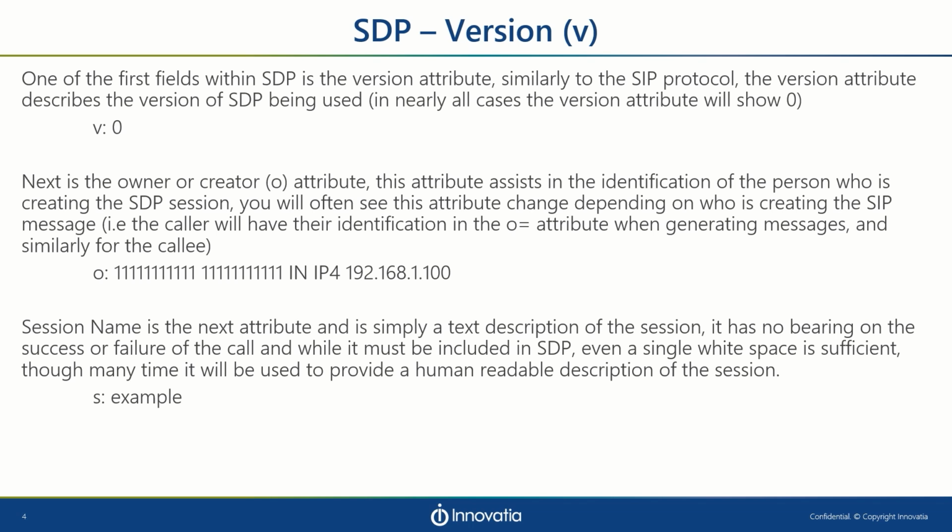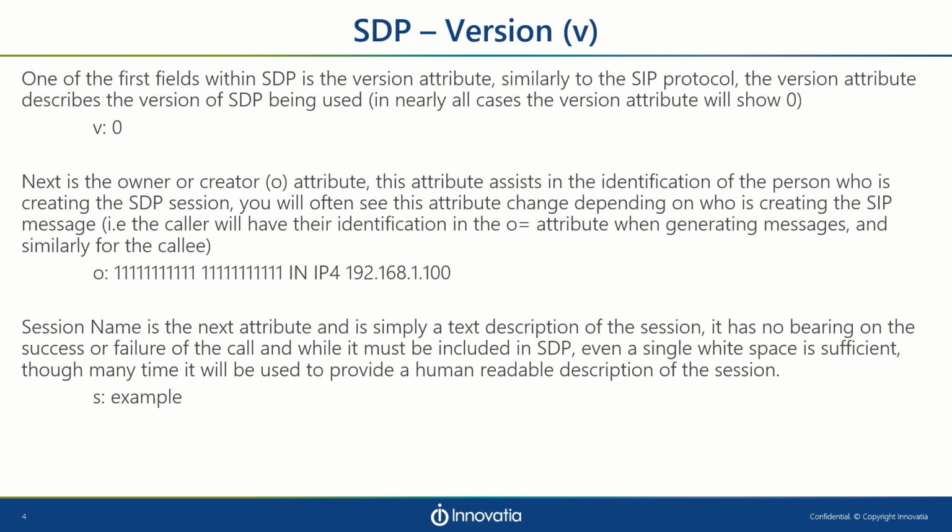In addition to that numeric identification, the owner attribute will also include things like the IP version that is being used by the owner, as well as their IP address. So the owner creator attribute is simply a way to uniquely identify the person who is generating this SDP information.